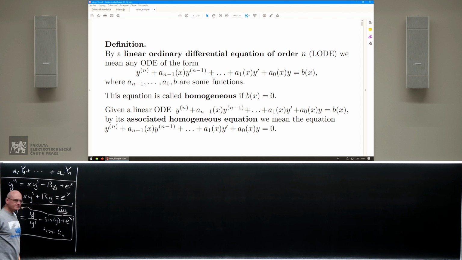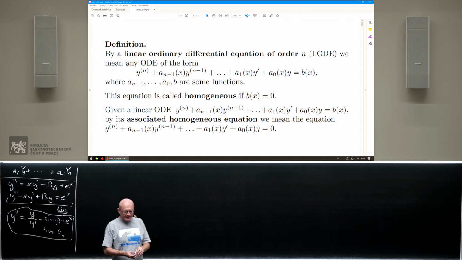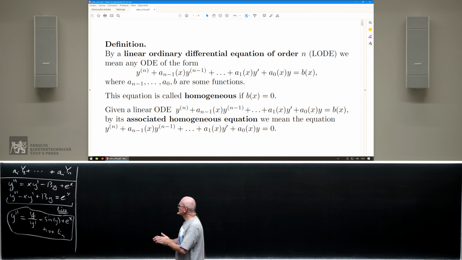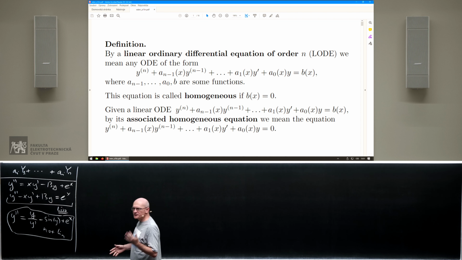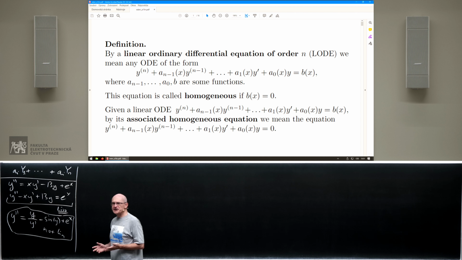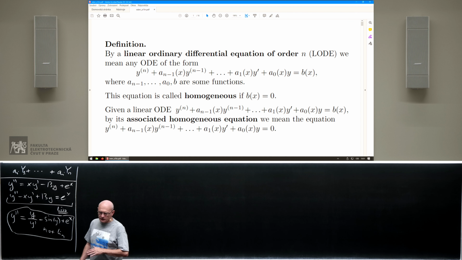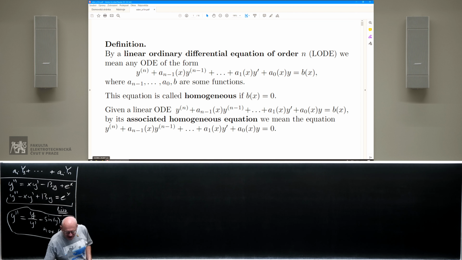Definitely not. Okay, now we know what the linear differential equations are, and let's ask some good questions. The first good question is, can we solve them? The familiar question of existence and uniqueness of solutions. It turns out that for linear differential equations, the answer is definitely yes, whenever we have a chance. So let's have a look at the slide.